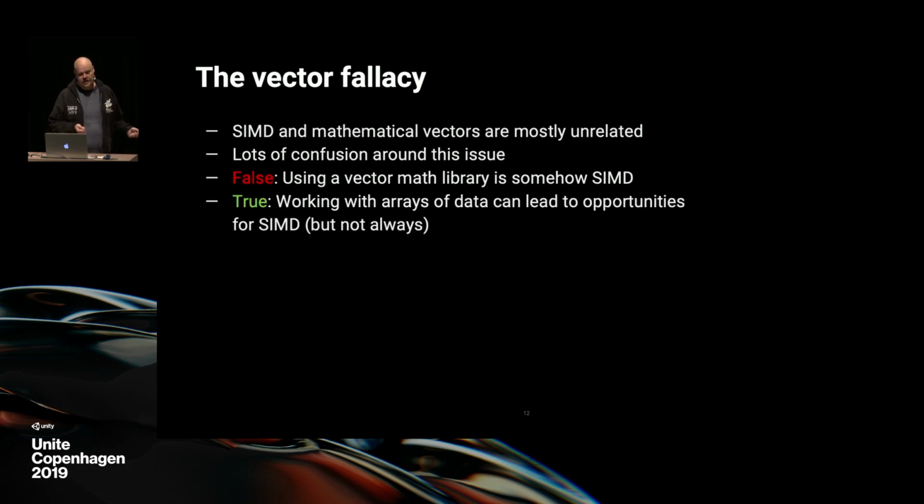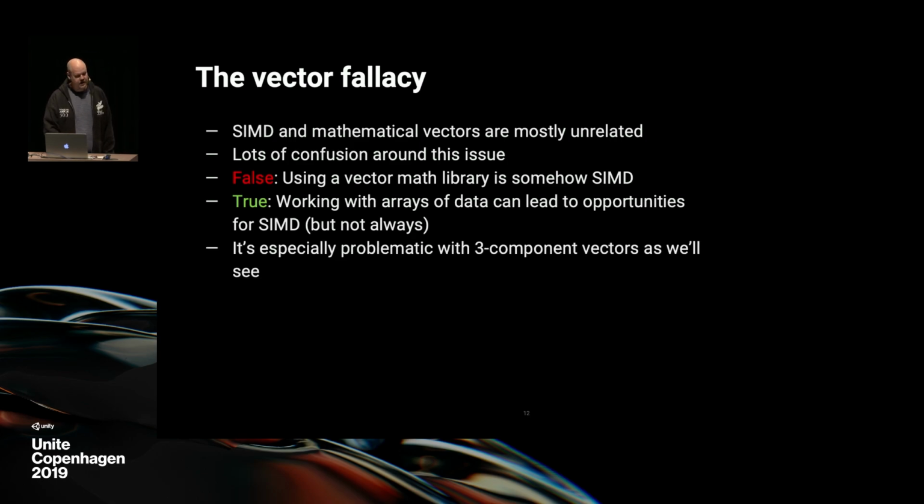What is true, however, is that when you're working with arrays of data, and many SIMD-aware math libraries will try to make this true, when you're working with groups of data, that can lead to opportunities for SIMD programming, but it's not always true. So I'll show an example next. This is especially problematic when you have a mismatch between the unit of work that you have, say, a 3-wide vector, and the hardware.